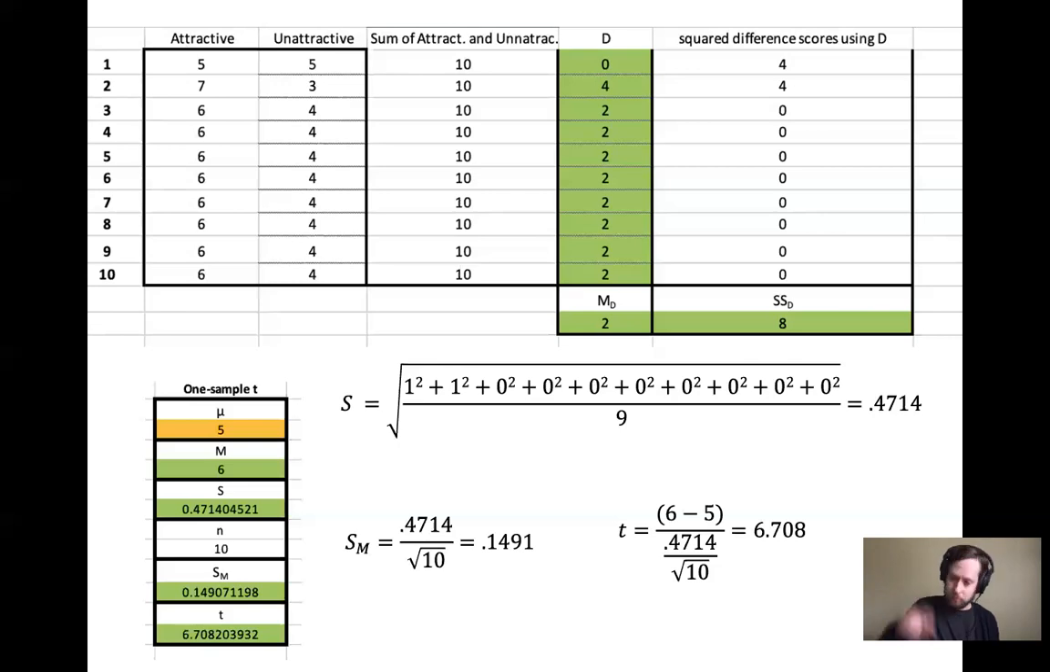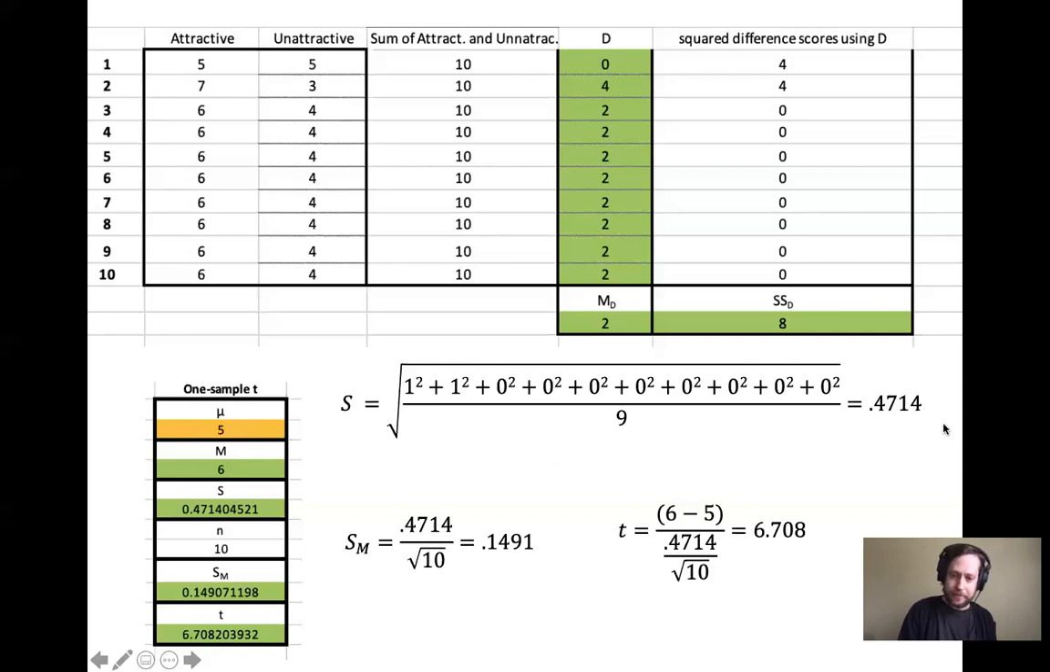Looking at the attractive. That is the mean amount of time looking at the attractive faces. If you add up all 10 of these scores, you get 60, divided by 10 equals 6. So this M right here represents the mean amount of time the infants were looking at the attractive face. This mu right here represents chance performance, which we just talked about a few minutes ago. If the infants are looking randomly, we would expect them to look at each face for 5 seconds. It turns out that the infants actually looked at the attractive face for 6 seconds. We're using the one sample t-test to determine whether these two numbers are different from each other.